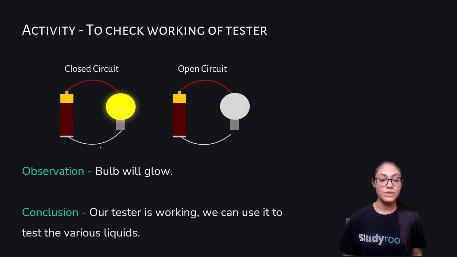Now let's see this activity to check the working of the tester. You take the tester and in between you place the bulb and connect the two ends of the tester to the bulb. Now this is called a closed circuit. The bulb will glow, and in the open circuit, when one end is not connected, the bulb will not glow. That means we can conclude that our tester is working and we can use it to test various kinds of liquid. Okay.